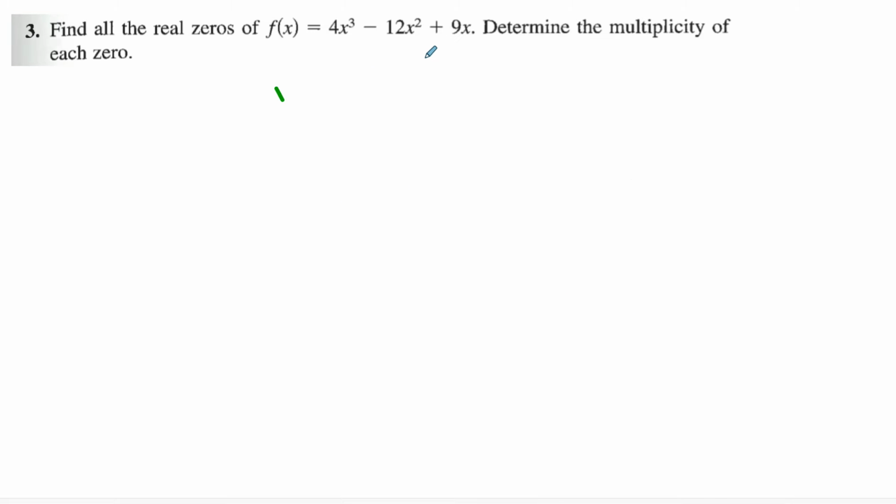Find all the real zeros of this. Determine the multiplicity of each zero. Okay. So looking at this, I can at least pull an x out. So that means I got one of my zeros, right? So it's 4x squared minus 12x plus 9. I can't pull anything else out, so I'm just going to go ahead and boldly try to factor.